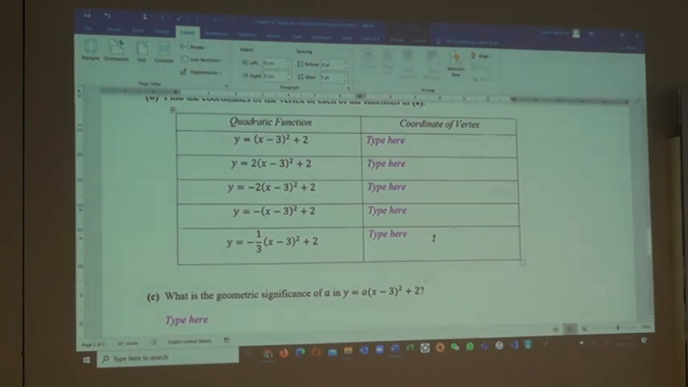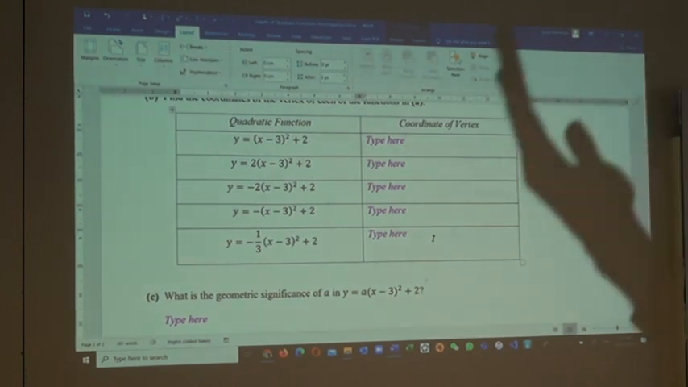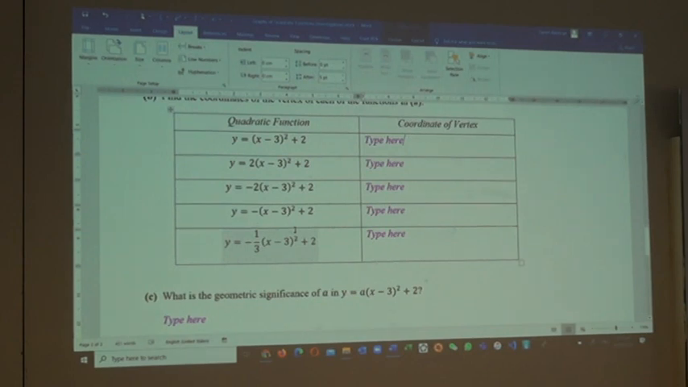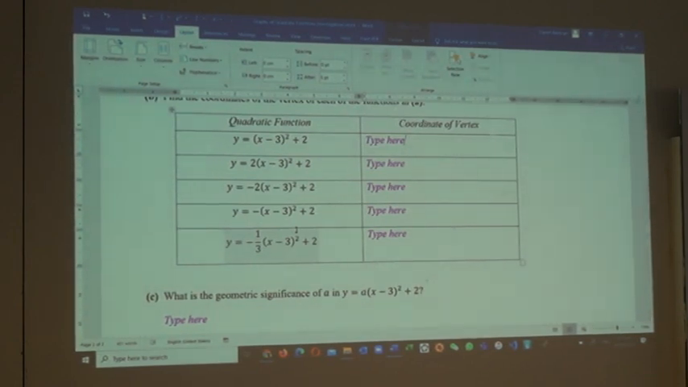You might be wondering, but they are different functions. Yes, they are. Some of them will be maximum, some of them will be minimum, some of them will be narrower, some of them will be wider. That's the implication of A. It doesn't change the fact that the vertices will be the same. Okay? And I'm sure a lot of you observed that already.